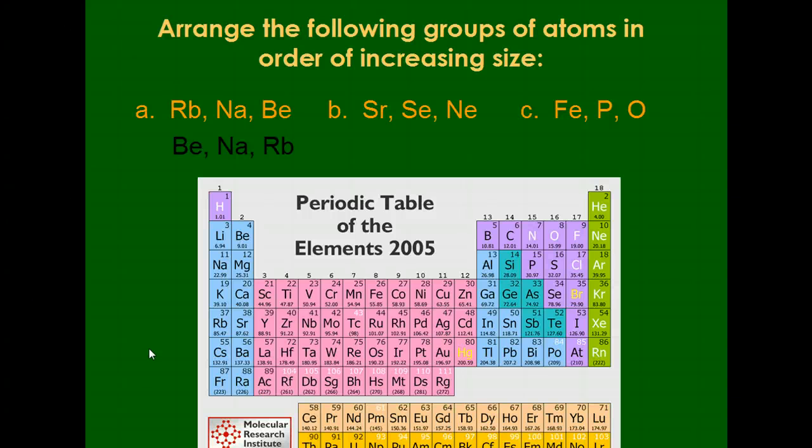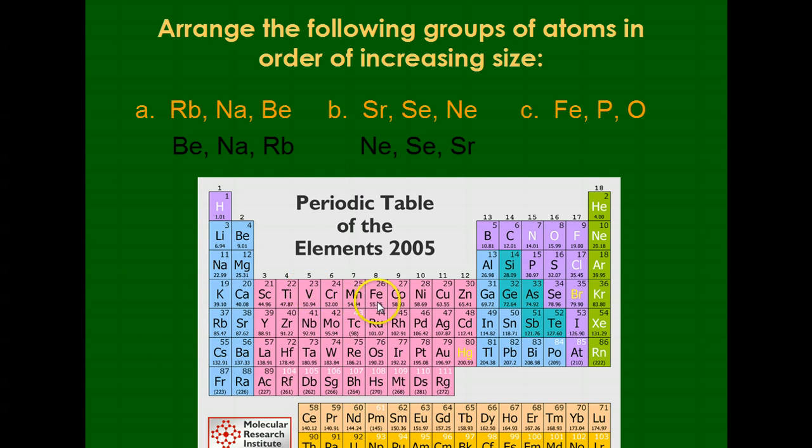I'll do the same for strontium, selenium, and neon. Sr, Se, and Ne. Again, the one that's the smallest is furthest away from francium, which would be neon. The one that's the largest is the one that's closest to francium, strontium, and selenium will fall in between.